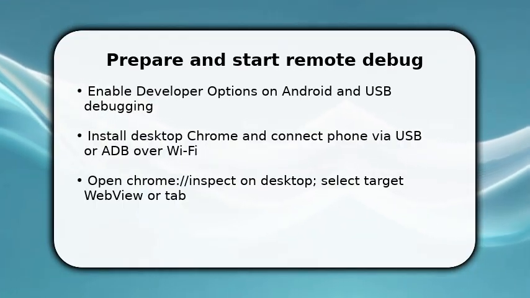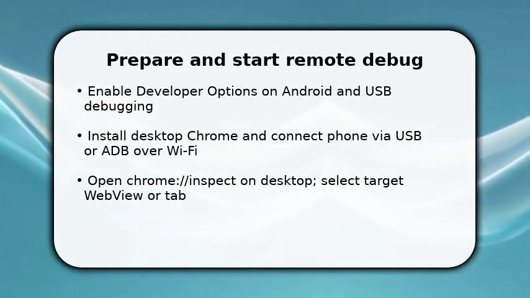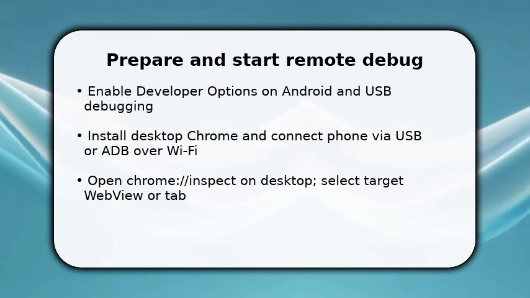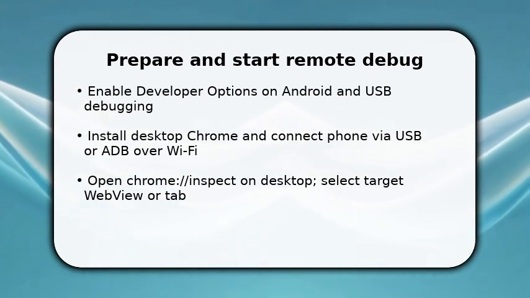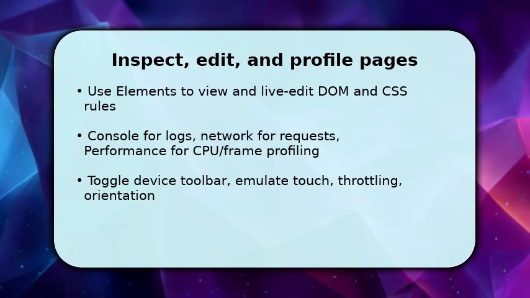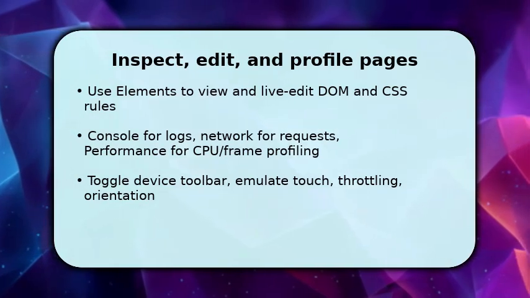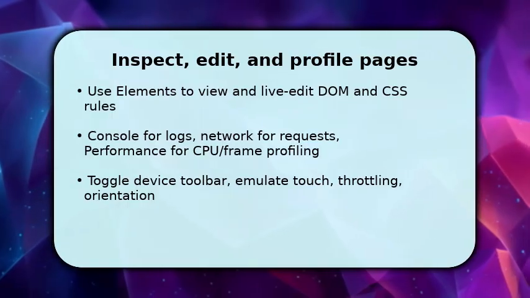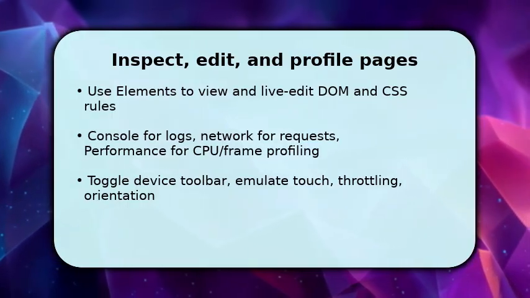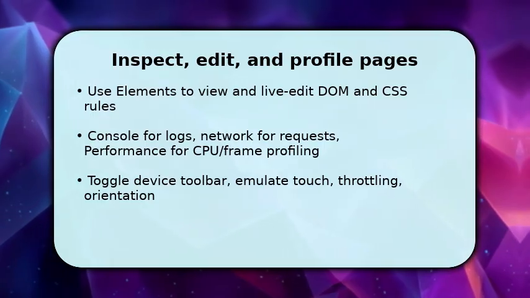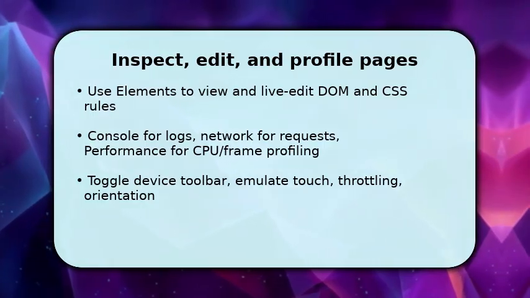This step sets the bridge between mobile and desktop tools so you can inspect elements, capture console output, and profile performance. Now you use the DevTools panels to debug. Open Elements to edit DOM and CSS live so you can test fixes instantly. Check Console for errors and evaluate expressions.